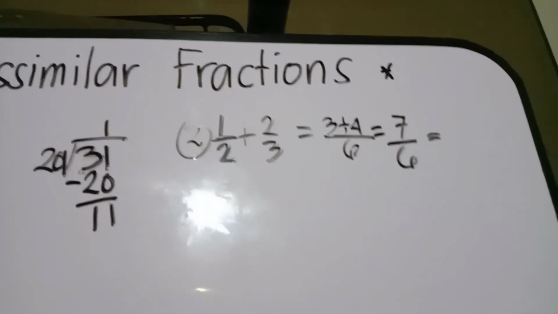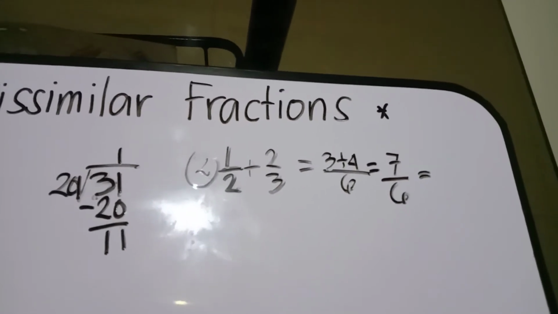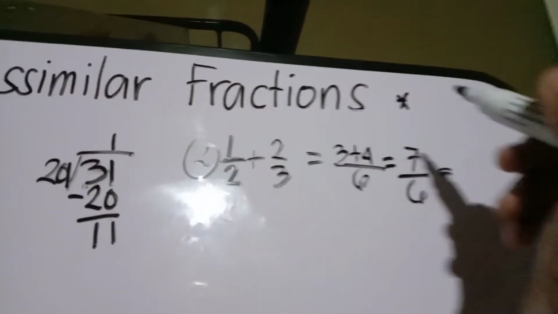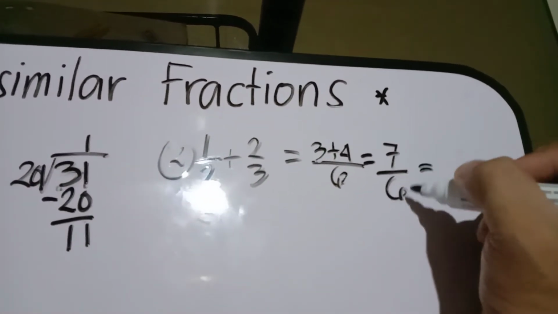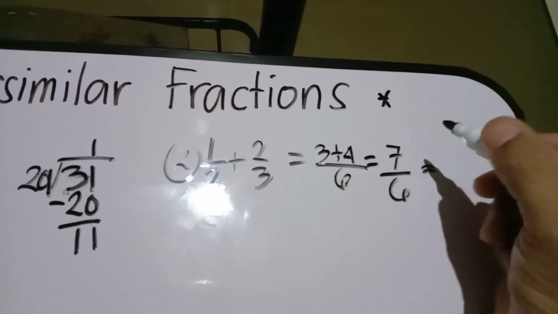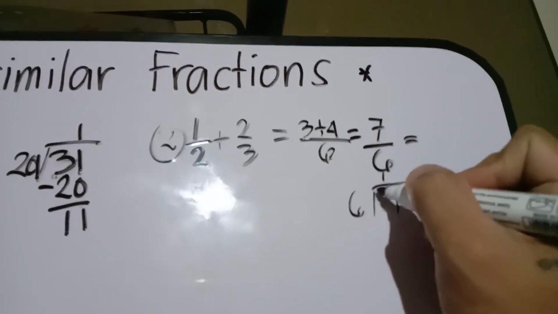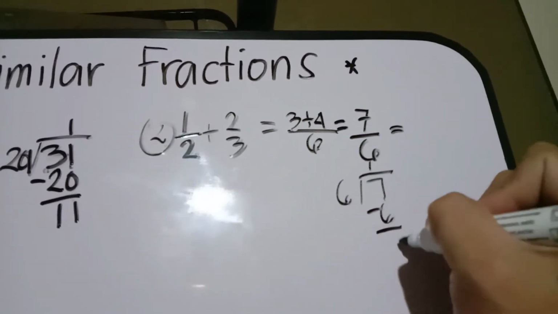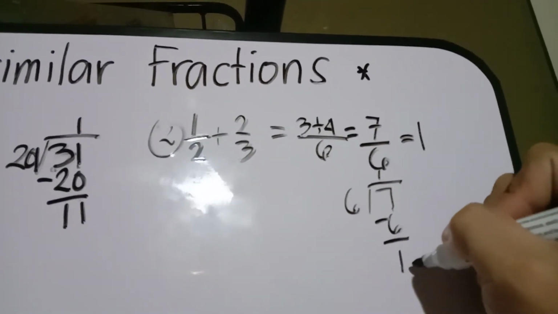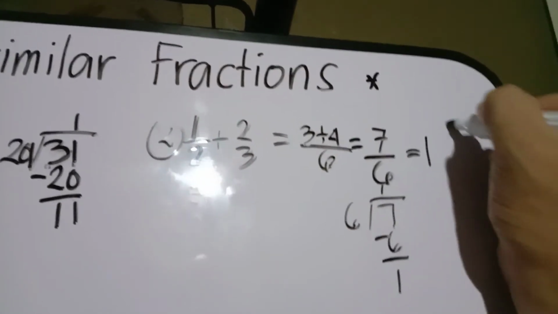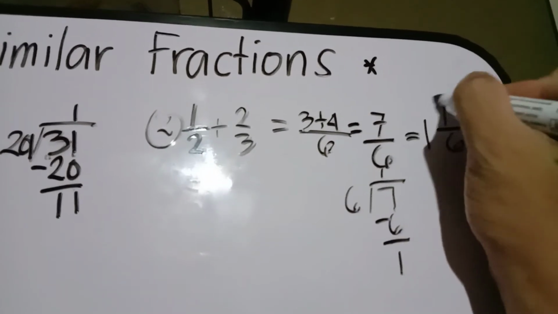So what are we going to do? We're going to divide. Okay, so we are going to divide. Change 7/6 to mixed number. So 7 divided by 6, that's 1. Then 1 times 6, that is equal to 6. 7 minus 6 is equal to 1. So 1 will be our whole number. Then the remainder, which is 1, will be our numerator. Then copy the denominator. So 1 and 1/6 is the answer.